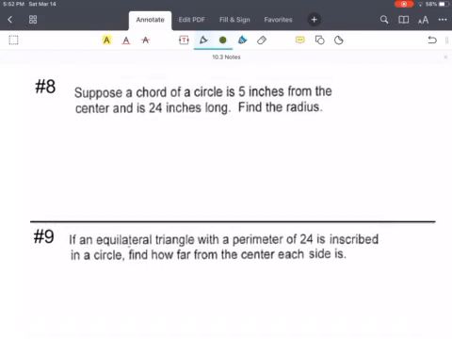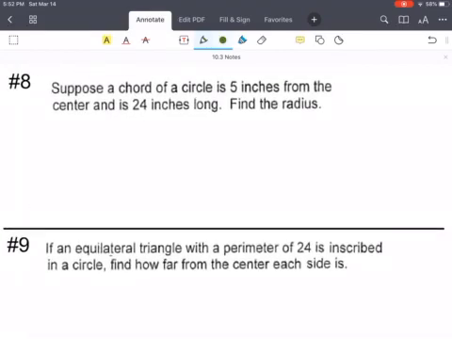Now the last two are similar to what we've done before, but we have to draw a diagram. So suppose a chord of a circle. We need to review our vocab. We need to first have a circle and then draw in any chord.